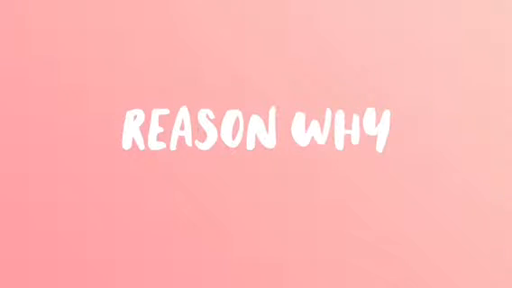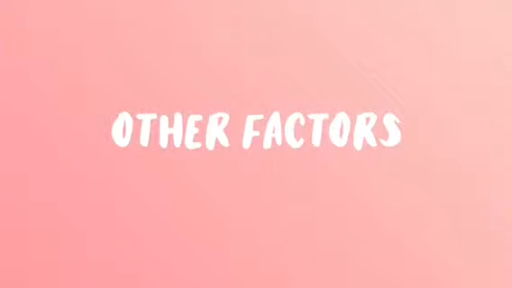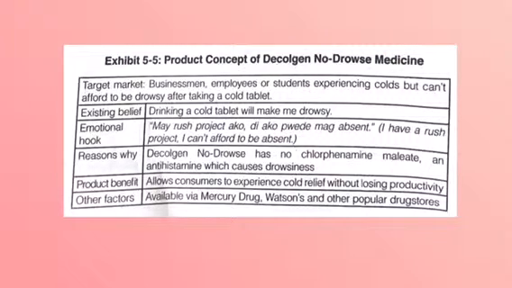Next is the reason why. Why will the consumers choose your product? How are you different from them? Your new product should be unique to get the attention of the consumers. Next is the product benefit, which should clearly answer the question, what's in it? Lastly, you can give other factors. And to understand more what is a product concept, here is an example of a product concept of Decogen no-drowse medicine.